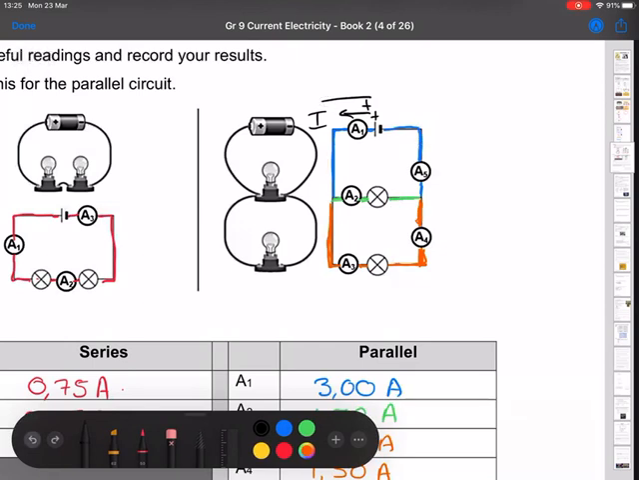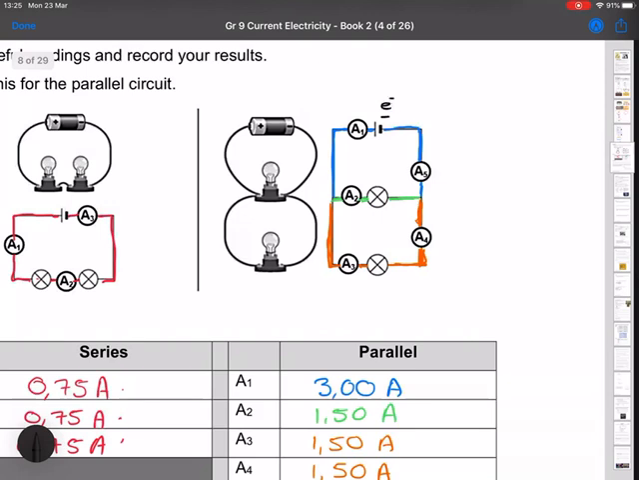But which way would an actual current flow? An actual electron would be repelled by the negative terminal of the cell. There's the negative terminal and an electron would be repelled, so an actual current would go around this way.